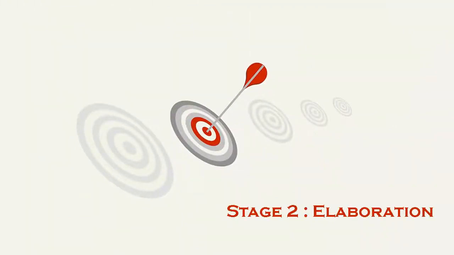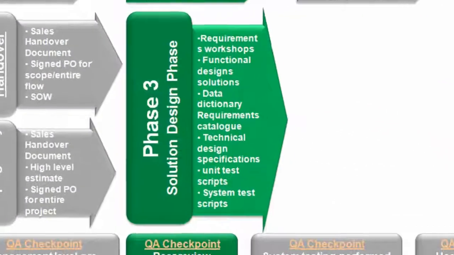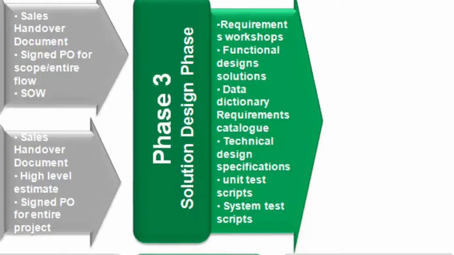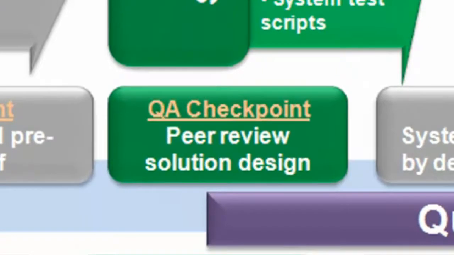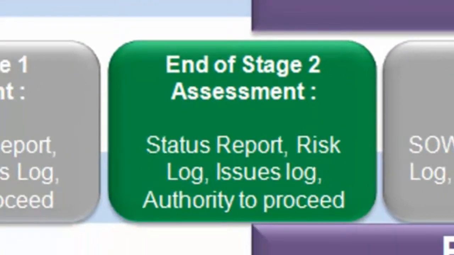Stage 2: Elaboration. Phase 3 is the solution designing phase, where requirement workshops are arranged and functional design solutions are given. Further, data dictionary, requirements catalog, technical design specification, unit test scripts, and system test scripts are designed during this phase. The QA checkpoint for this phase is a peer review of the solution design. You are required to end the stage by making status reports, logging risks and issues, and an authority to proceed.